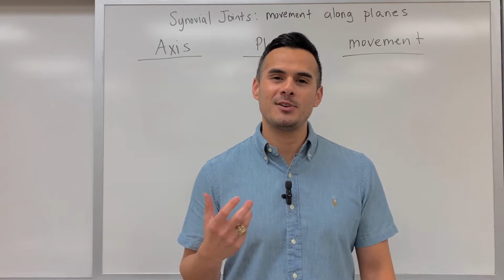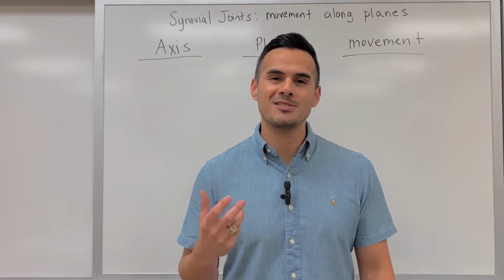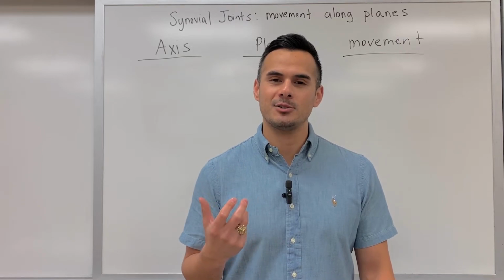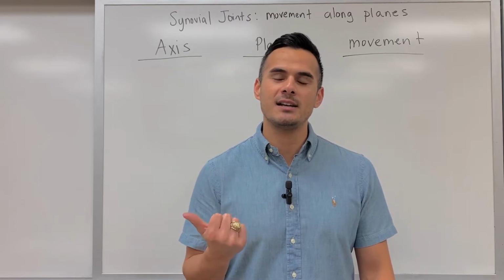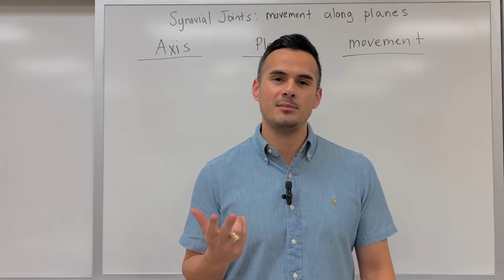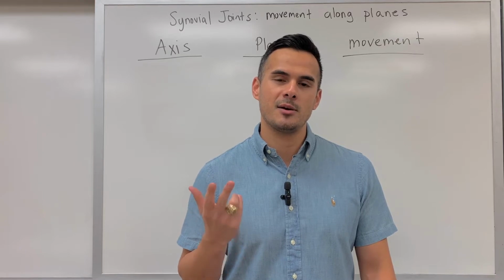So synovial joints are found between articulating bones that enable us to move. Some of the components of synovial joints include the articular capsule on the outside, the synovial membrane, as well as the synovial fluid, which is found in between both of these articulating bones.